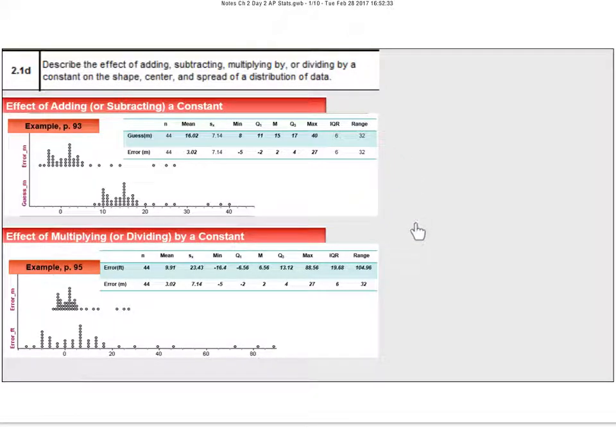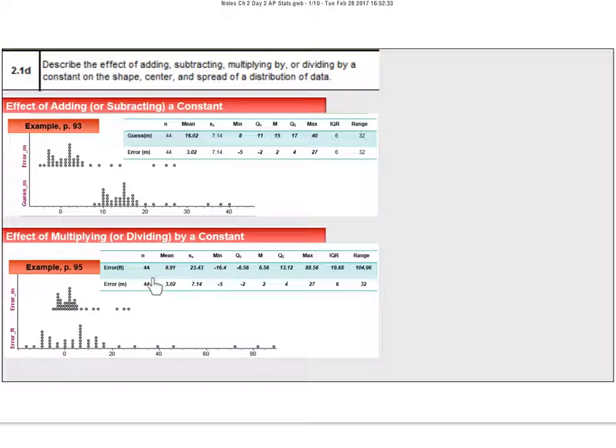So let's carry this example over to a multiplication or division error. They're basically saying, what if someone first recorded the 44 pieces of data in feet and it should have been done in meters? So the original mean was 9.91, it should have been 3.02. The minimum was negative 16.4, which is way over here, but it should have been at a negative 5, which is right here. The maximum was at 88.56, which is right here, but it should have been at a 27, which is right here.